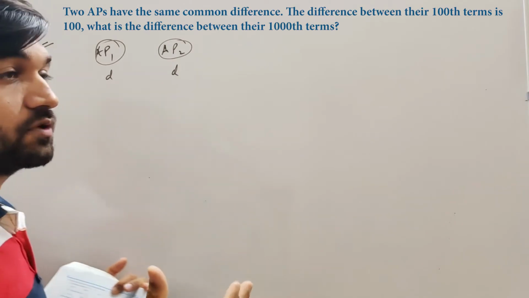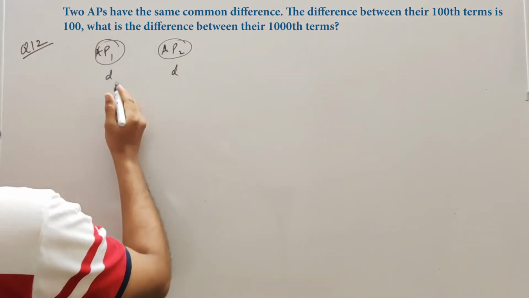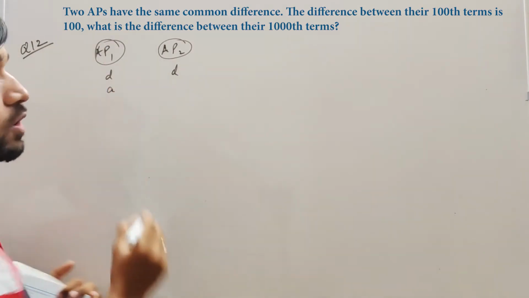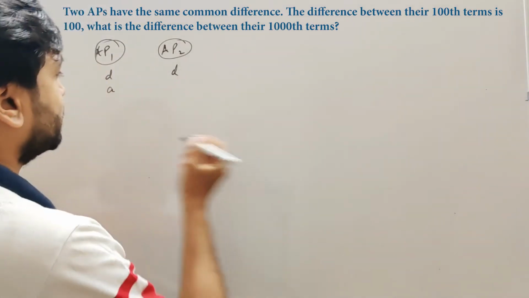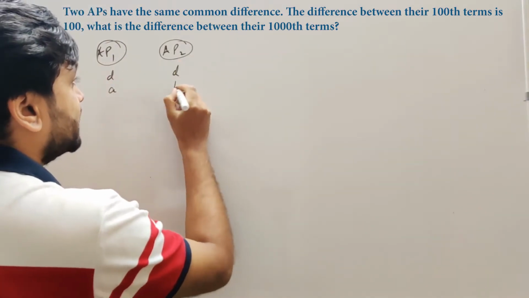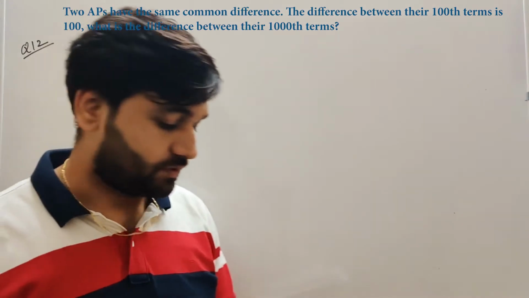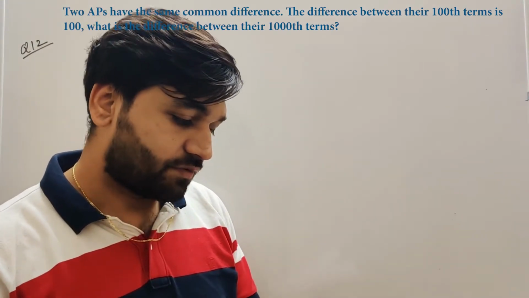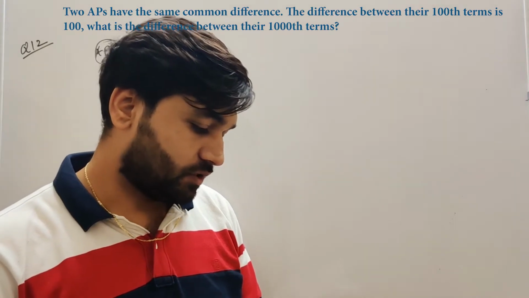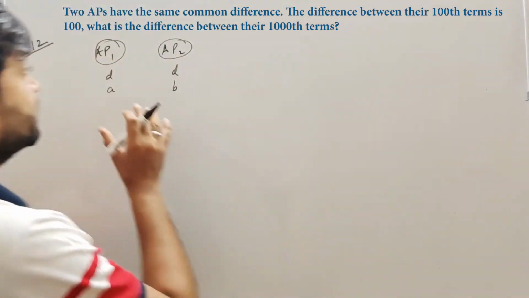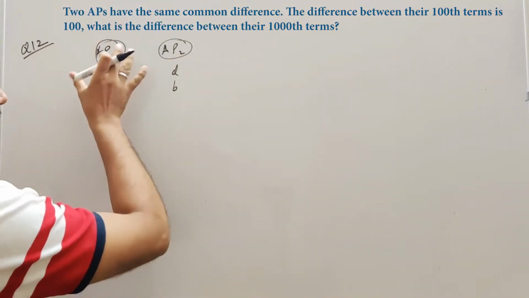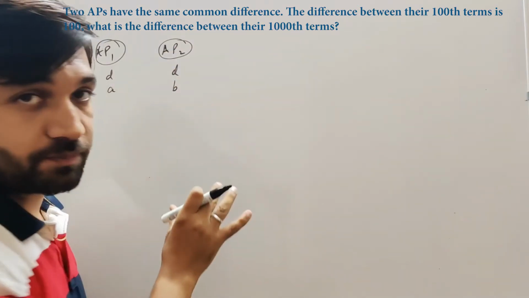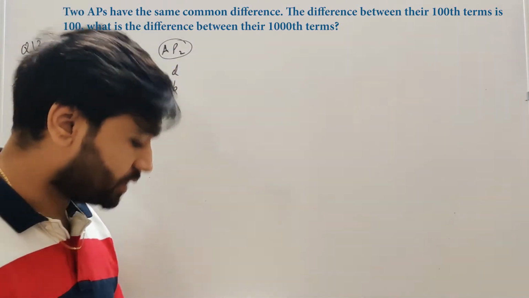The first terms of the two A.P.s, let us say for this A.P, I denote the first term by A, and for this A.P, I denote the first term by the symbol B. So two A.P.s have the same common difference. The difference between their 100th terms is 100. So the difference between the 100th term here and the 100th term here is given as 100.